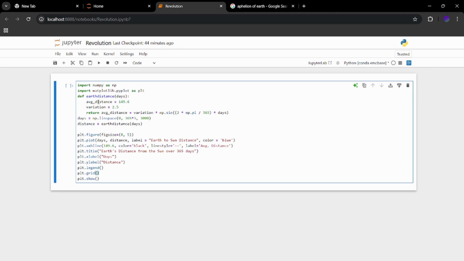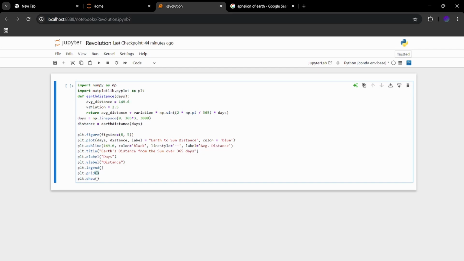So we've set the average distance as 149.6, where the perihelion is 147.1 kilometers away from the sun, and the aphelion is 152.1 kilometers away from the sun. The average distance of this would be 149.6 kilometers away from the sun.